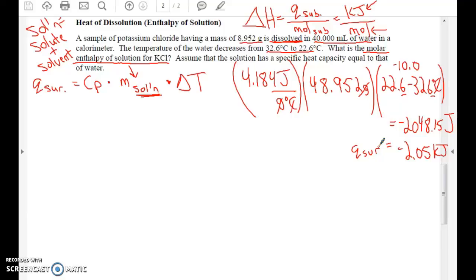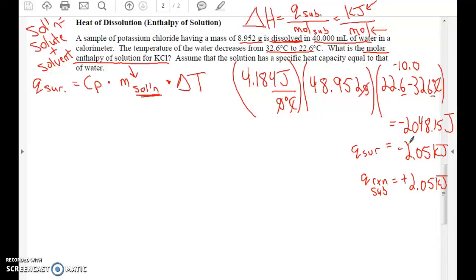But if Q of the surroundings equals negative 2.05 kilojoules, then Q of the reaction, the actual substance, I'll just write RXN for reaction. You can also think about it as Q of the substance, whichever way makes more sense to you. That ends up being a positive 2.05 kilojoules. If the surroundings went down by 2.05 kilojoules, that means the substance, the chemicals themselves, the reaction, went up by 2.05 kilojoules. They took that 2.05 kilojoules from the surroundings.